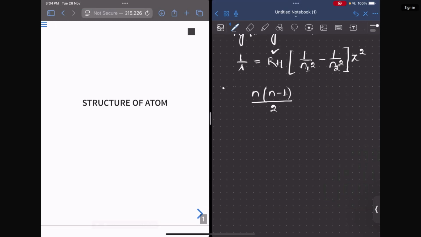Then another one is the Bohr atomic model, the radius and energy ones. If we write for the energy, it will be minus 13.6 z square by n square.